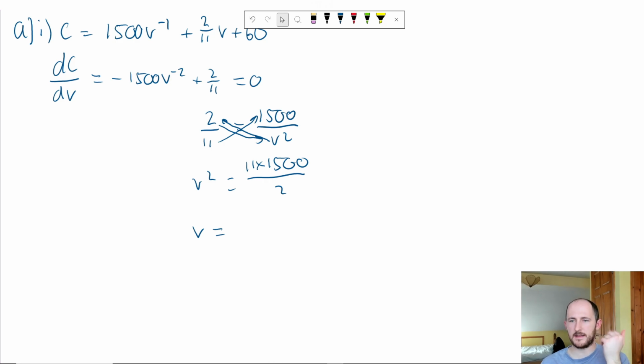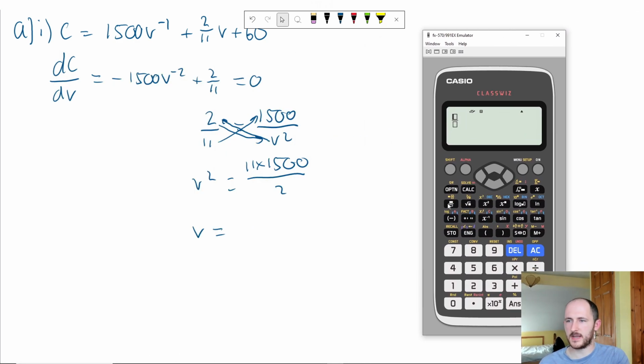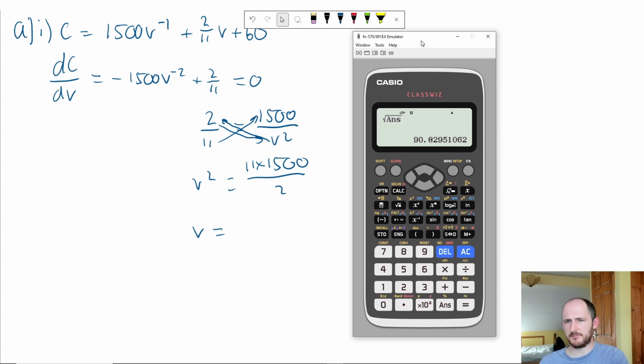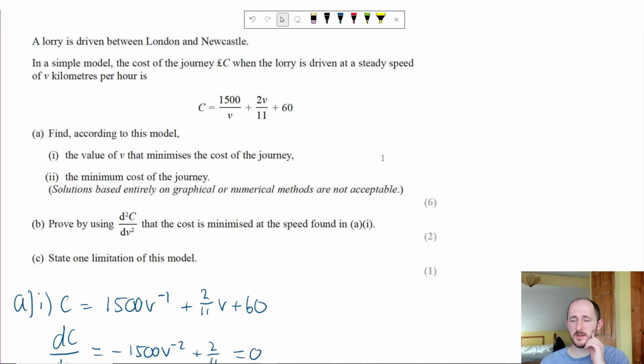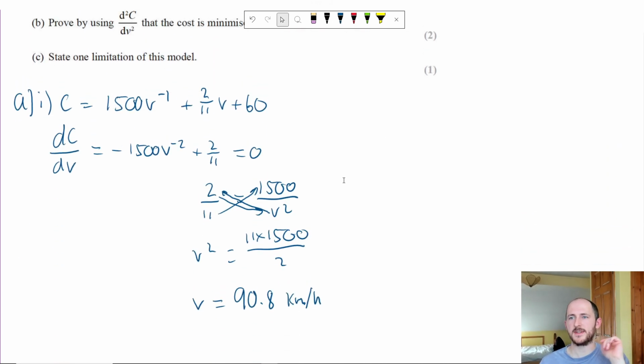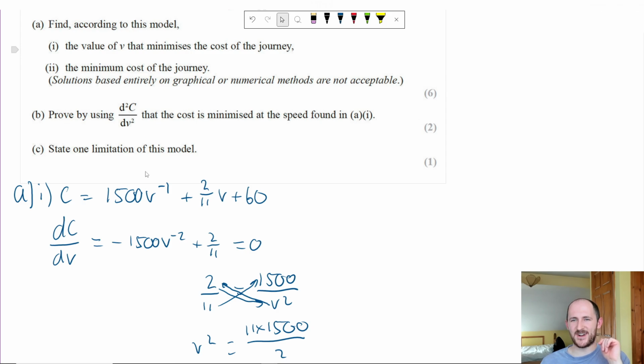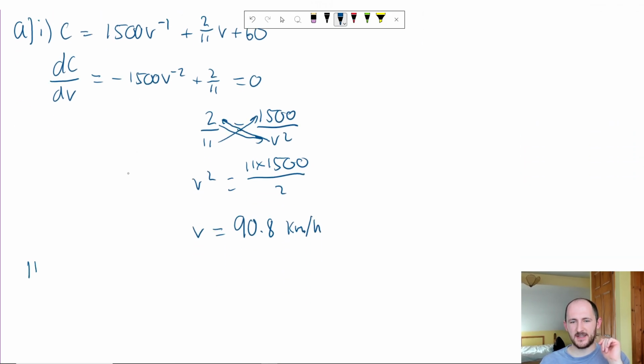Part 2 is just subbing that value back into the equation for C. So 11 times 1500 over 2. Square root the answer, and I get 90.8. Really? Okay. That seems a bit fast, to be honest. I heard that the most efficient speed is a bit lower than that, but then again, this is in kilometers per hour. Mine was in miles per hour, so that's actually accurate. Never mind. So, part 2, the minimum cost of the journey.